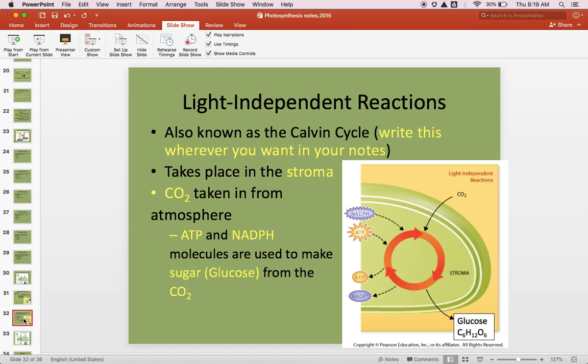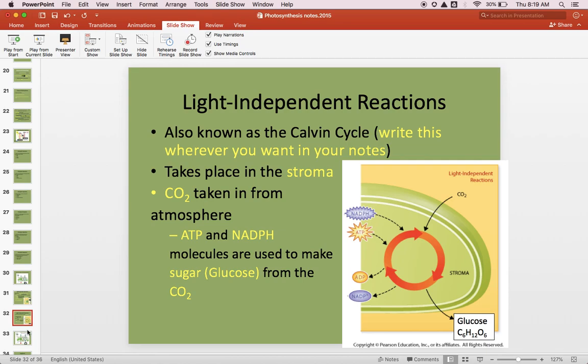Okay, now the light-independent reactions. Again, they're also known as the Calvin cycle. Make sure you write somewhere in your notes that the light-independent reactions are also known as the Calvin cycle. I'll use those words interchangeably. Light-independent reactions occur in the stroma, which is the area outside of the thylakoids.